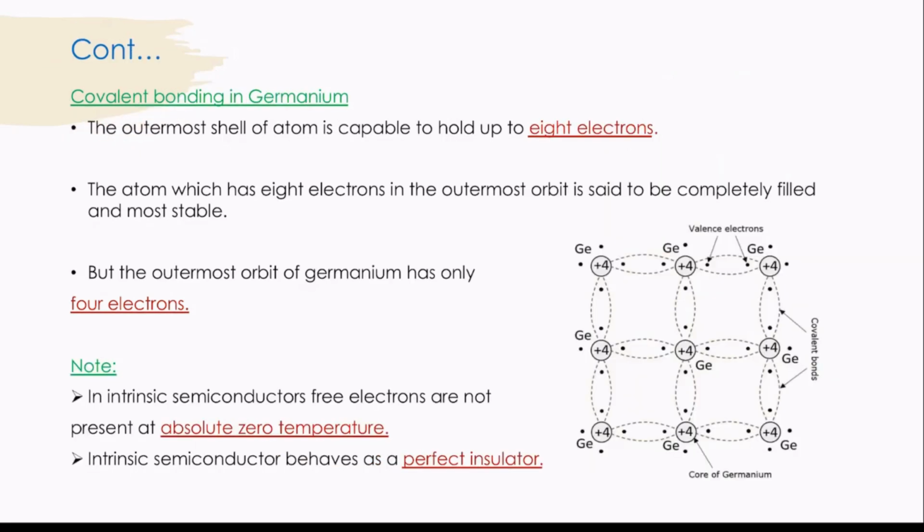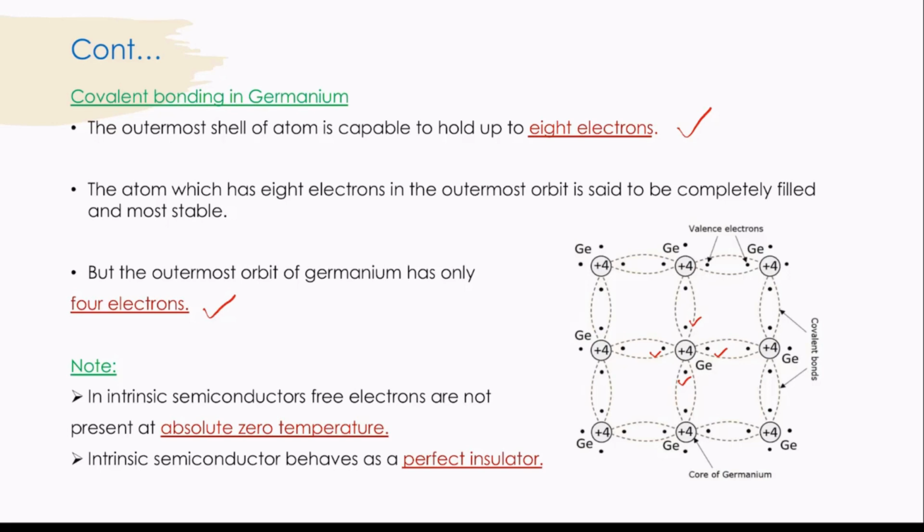Next is covalent bonding in germanium. This is similar to that of the silicon. So the first is the outermost shell of the atom is capable of holding 8 electrons, and the atom that has 8 electrons in the outermost orbit is said to be completely filled and most stable, but the outermost orbit of the germanium has only 4 electrons. As you see here, 1, 2, 3 and 4. Now these 4 electrons have to be paired with the other 4 electrons, which forms a covalent bond so that it can make 8 electrons in their outermost orbit.